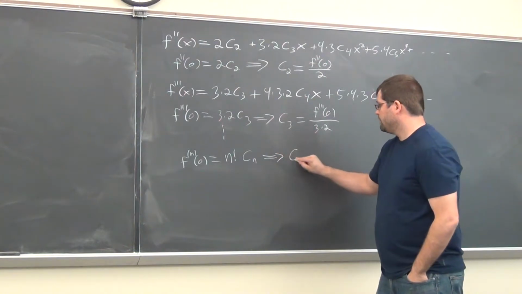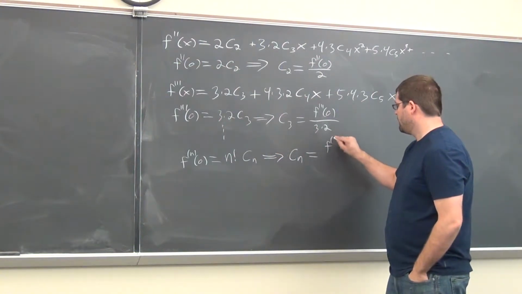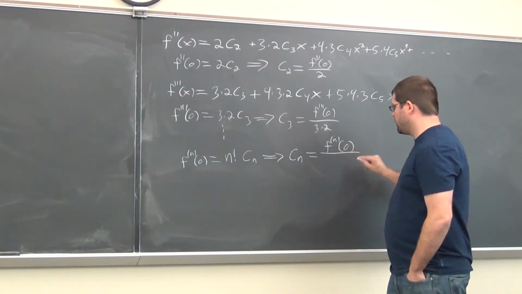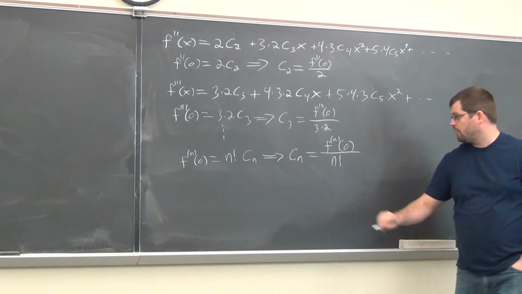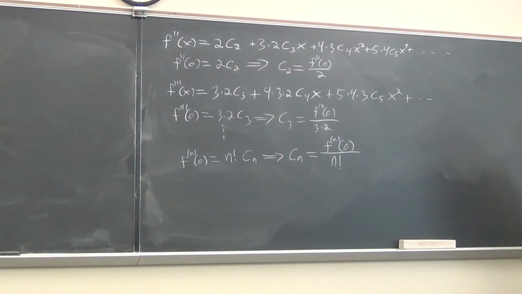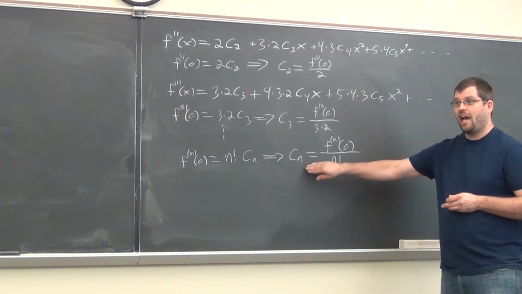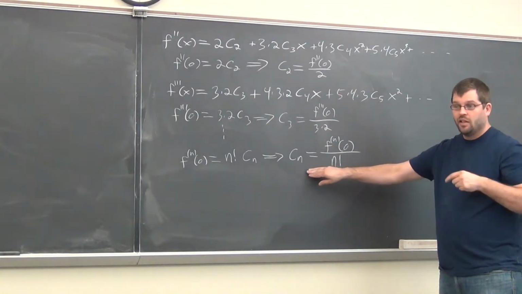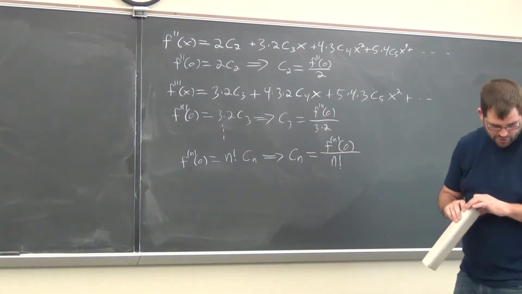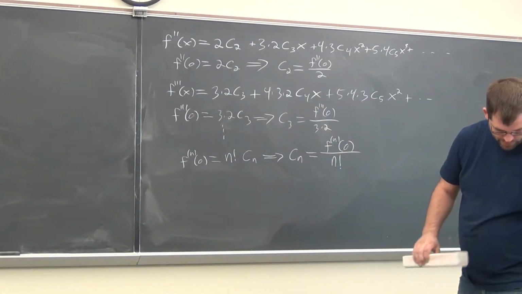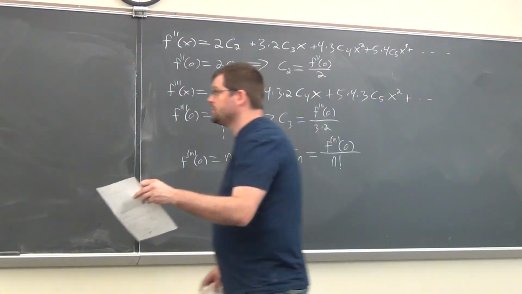So in other words, our c sub n's are just the nth derivative over n factorial. Does that make sense? So if a function has a Taylor series behind it, the c sub n's have to have this form. Okay? So let me state it as the formal definition here.